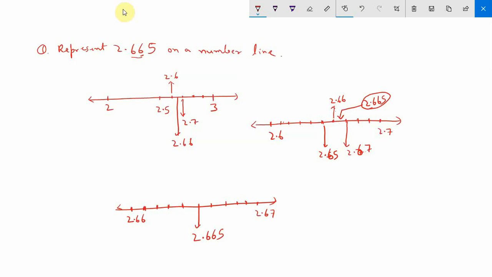Okay friends. So next we will discuss operation on real numbers. So let's clean this. Operation on real numbers.